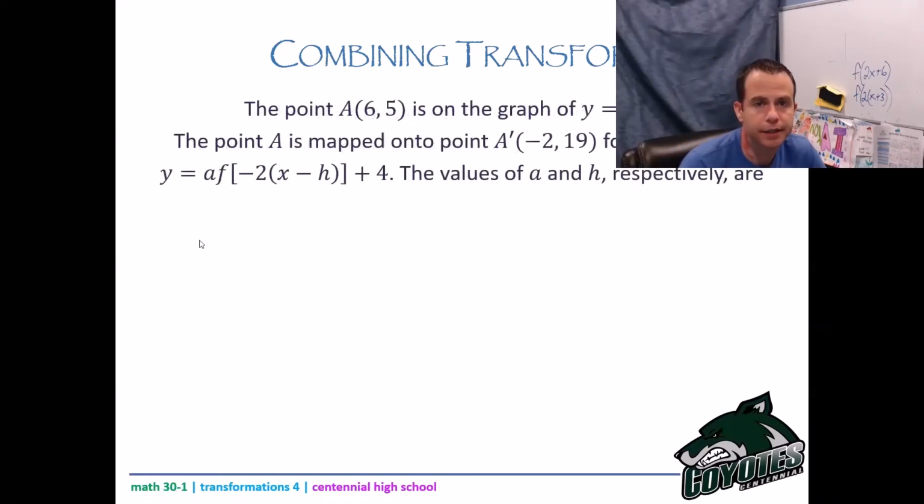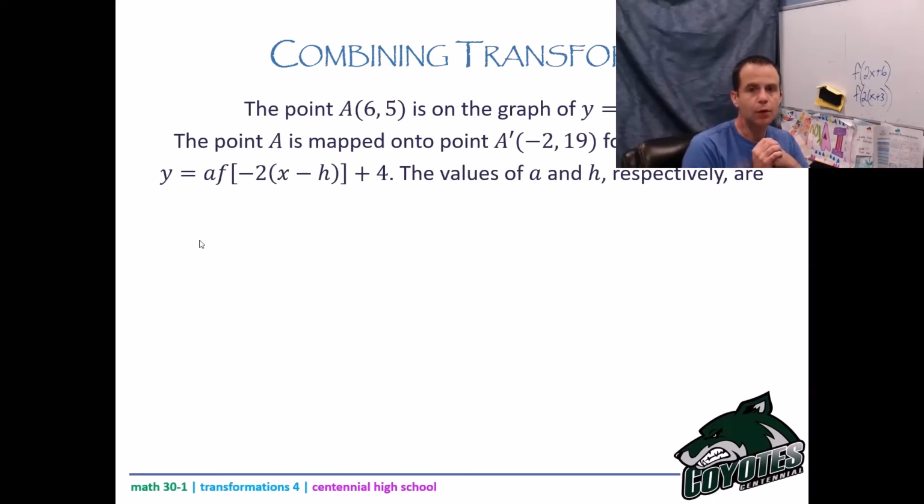All right, good. The point A, which is (6, 5), is on the graph of y equals f of x. The point A is mapped onto the point A prime, which is (-2, 19). So we're saying the point (6, 5) maps to the point (-2, 19). Okay? And that's for the function y equals a f of -2 bracket x minus h plus 4. And we are told, okay, we have to find the values of a and h.